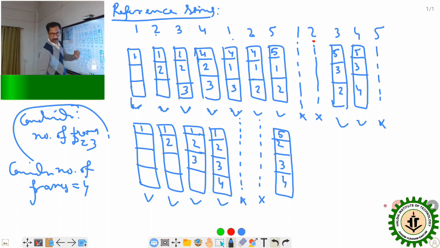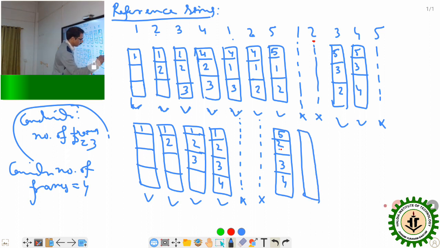Then 1, the reference string is 1, does not exist. So among these four pages, which one is the oldest one? Page number 2 is the oldest one. So now 5, 2 will be replaced by 1, 3, 4. A page fault occurs.